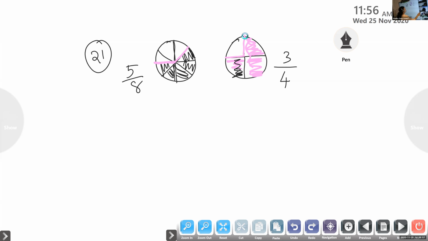Madhav, unmute. Look at the picture and tell me which fraction is bigger, which fraction is more colored, more shaded. 5 by 8? 5 by 8 is more colored.